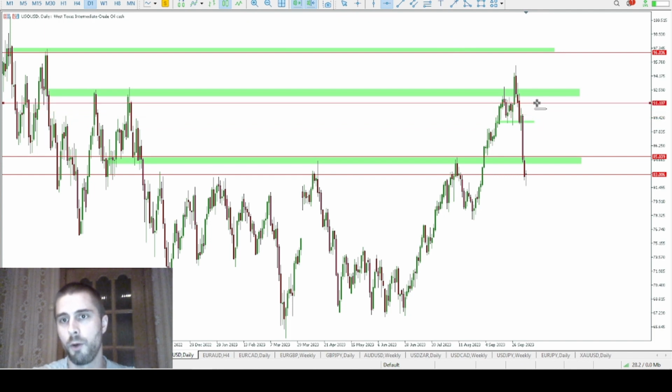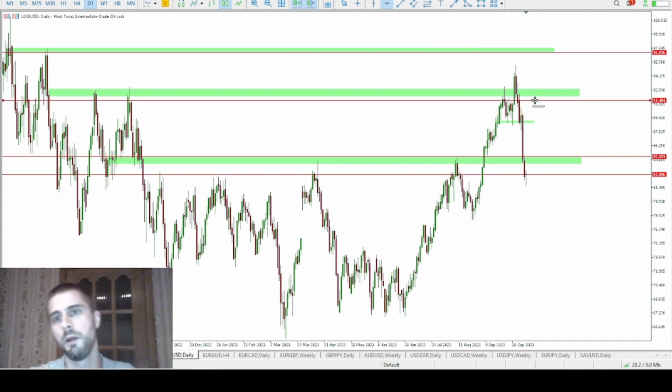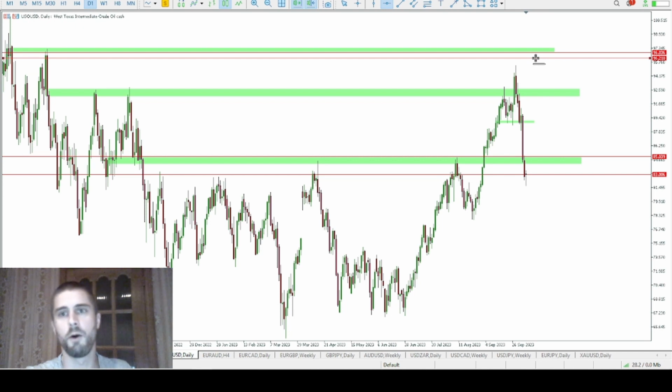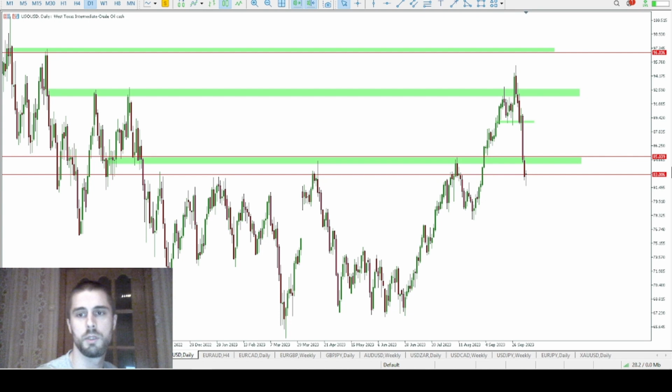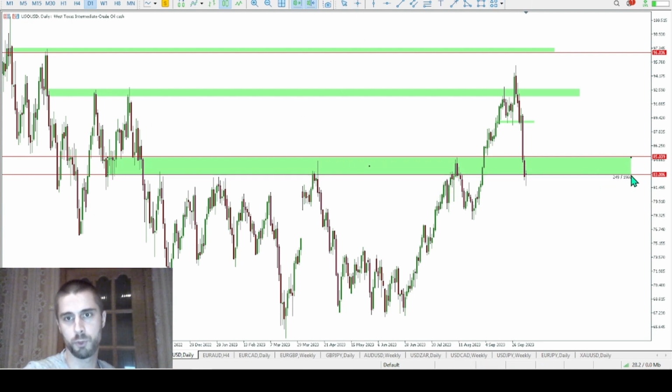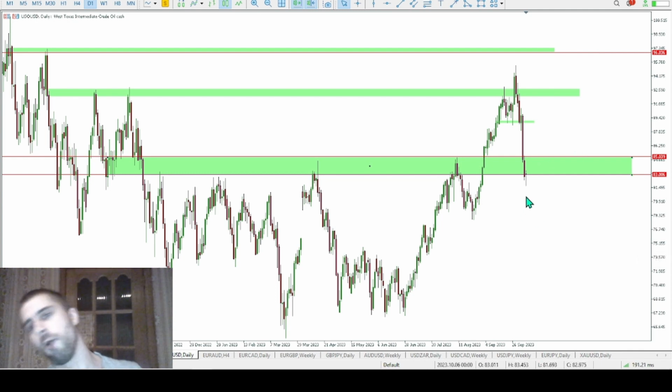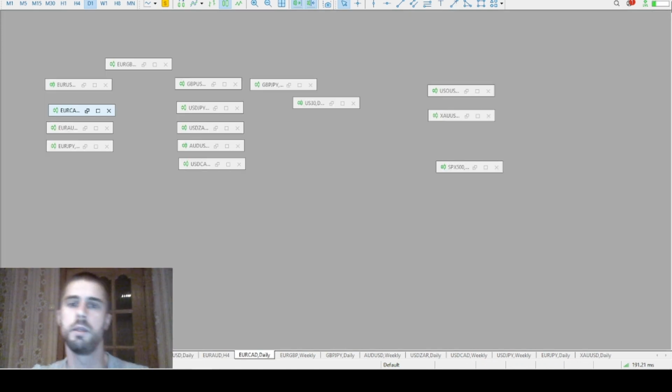I sold from about somewhere here with a stop loss above this high and take profit target at this previous support area. So this was my trade, which ended up in profits. Now I really don't know if this whole support zone will hold and we can make a U-turn to the upside or not, but anyways, I'm now out.